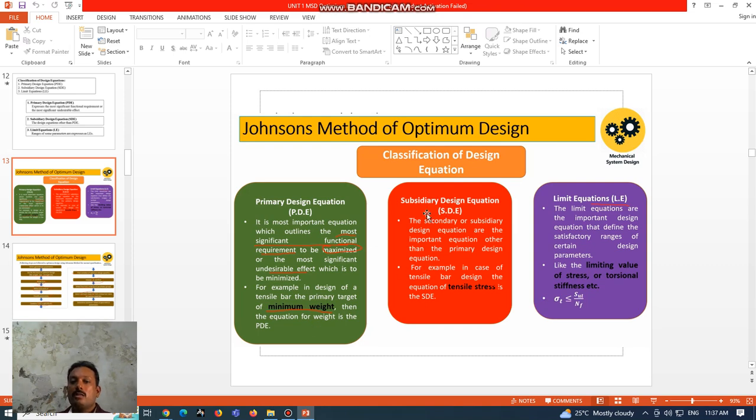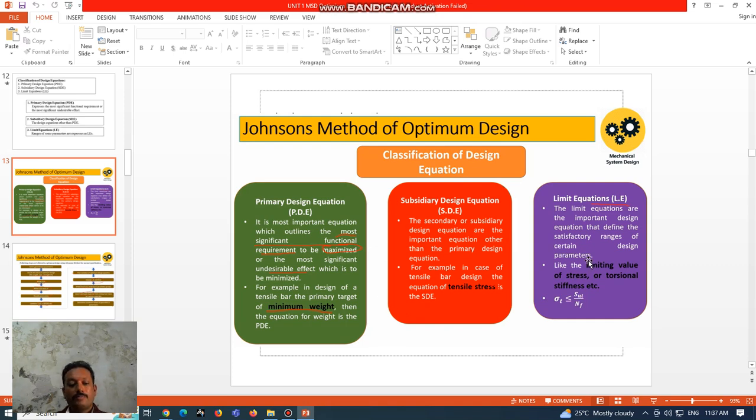Then second is the subsidiary design equation. So what is the subsidiary design equation? This is a secondary design equation, the important equations other than the primary design equation. For example, in the case of a tensile bar, the design equation for tensile stresses. So tensile stress is a secondary design equation. That is the subsidiary design equation, S.D.E.